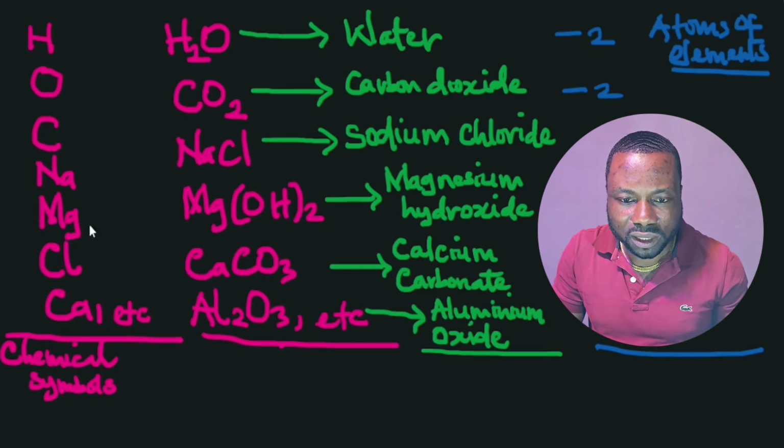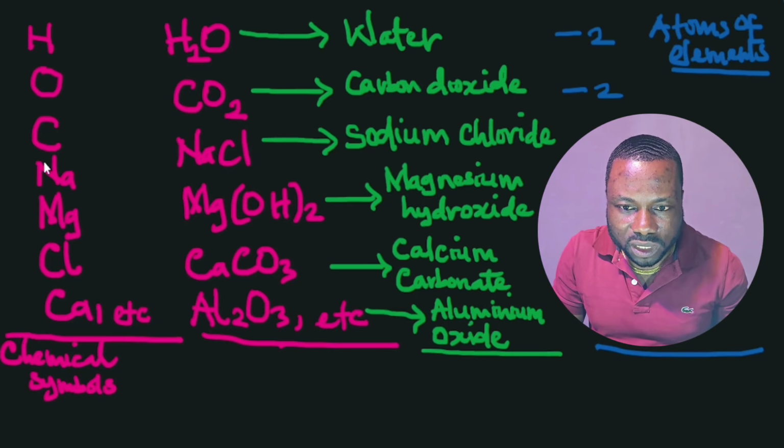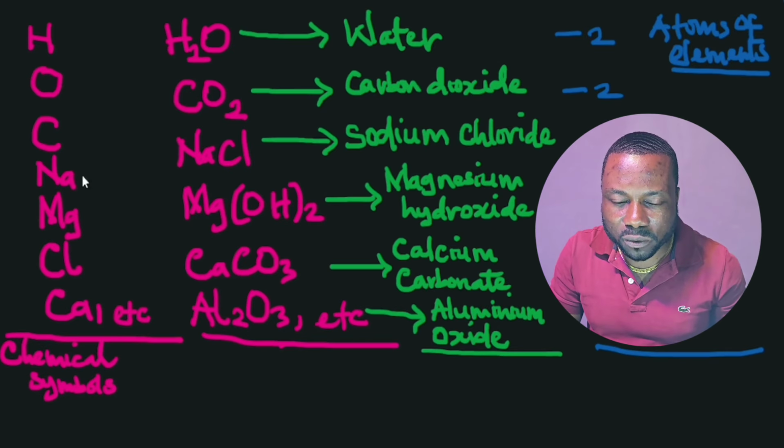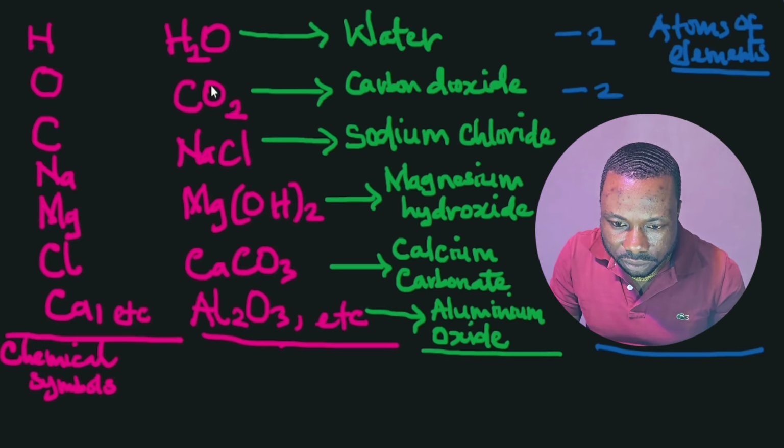Now, how do we define a chemical symbol? Just by looking at what we have here, we'll define a chemical symbol as one or two letters used to represent an element. There are other situations where we might have two or more chemical symbols being used to represent another symbol. So in this situation, we call it chemical formulae.